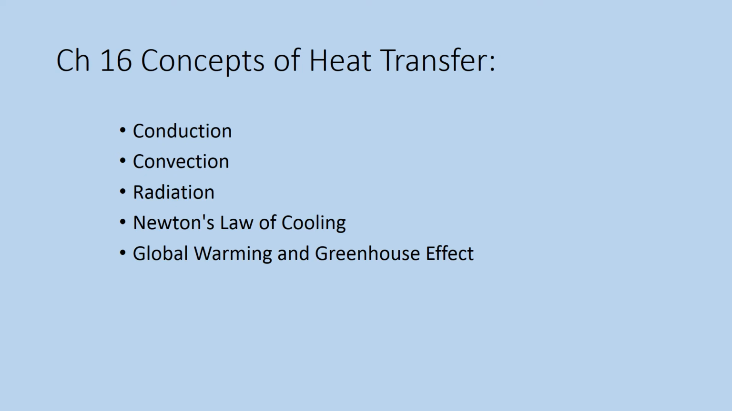Okay, today we are going to start chapter 16, which discusses concepts of heat transfer from a hotter object to a colder object. I should say, from hotter substances to colder substances. There are three ways in which heat can be transferred between hotter matter and colder matter. One of them is conduction, which occurs from contact between the hotter object and the colder object.